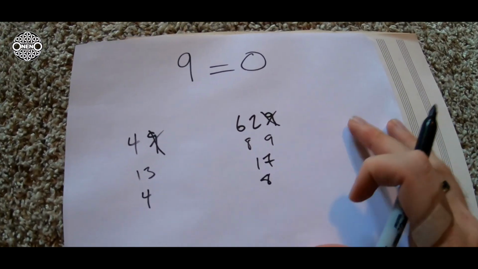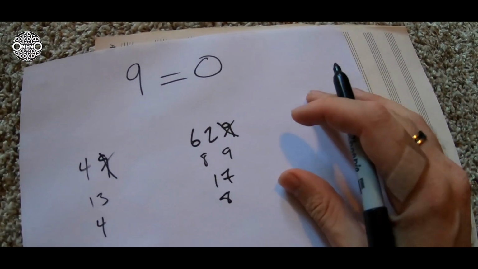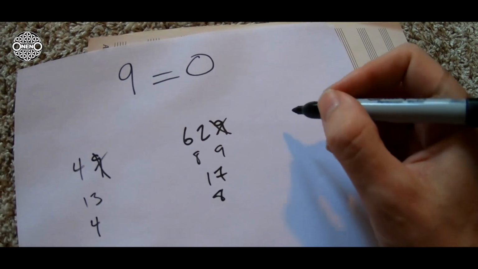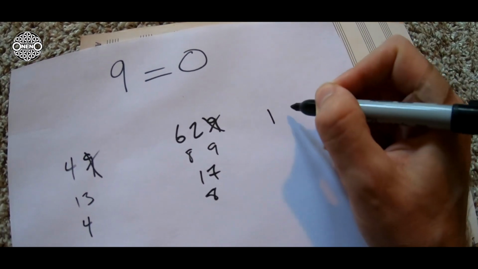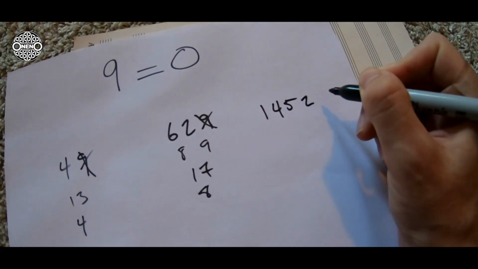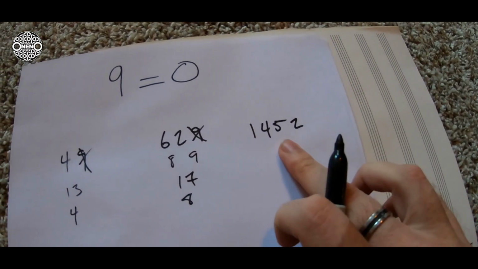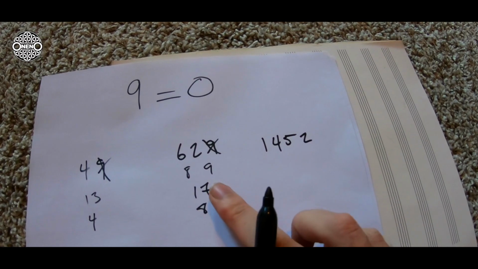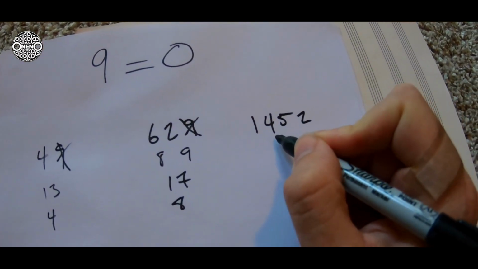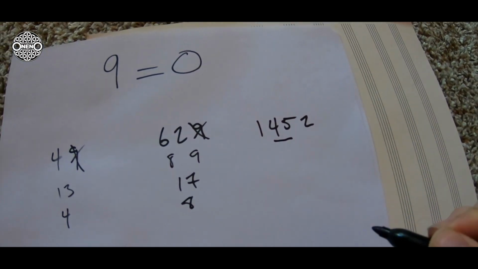And now let me show you another way. Let's use 4 numbers: 1, 4, 5, 2. So in this example, we don't see a 9 in the pure sense. We don't see a number 9. But if we notice right here, 4 plus 5 equals 9.